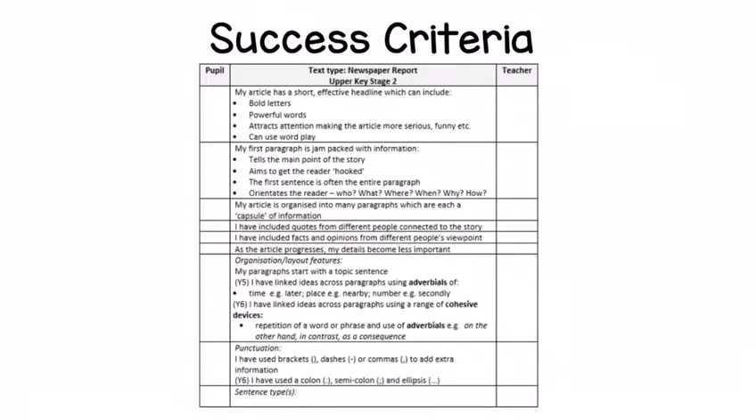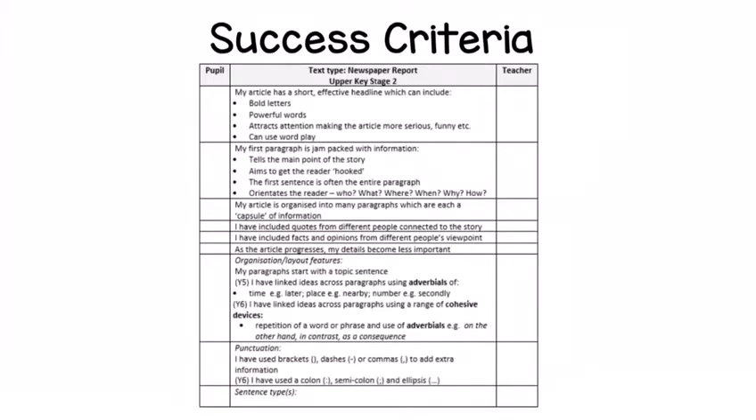In your first paragraph, where you're not giving all the information but you're giving some, you need to tell the main point of the story. It's not like a normal fictional story where you're building up the tension. You need to give the reader an idea straight away about what it's about. You need to try and hook the reader, so again you're using emotive language. The first sentence is often the entire paragraph, so the entire paragraph doesn't tend to be very long at all, and it helps to answer the 5 W's, the who, what, where, when, why, plus how it happened.